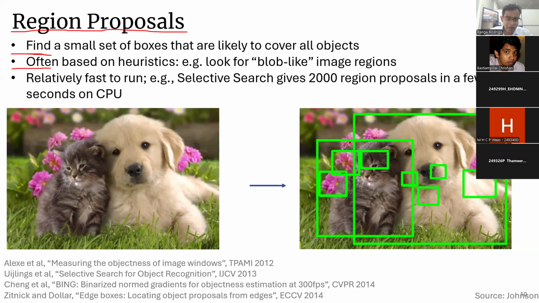Example, look for blob-like image regions, relatively fast to run. Example, there is this thing called selective search. Please remember that name. It's an important algorithm called selective search. It gives 2000 region proposals in a few seconds on a CPU. So you can think about this as the selective search output. Now you can see some candidate proposals or candidate boxes, which you will classify as object and background versus we should classify as cat, dog, background.